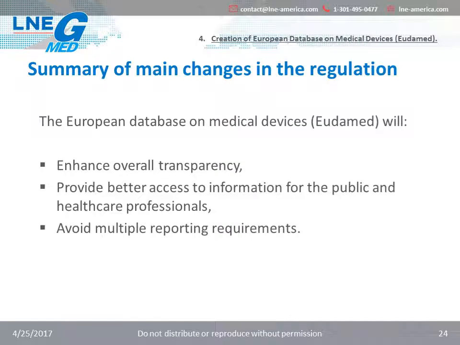So the European database on medical devices EUDAMED will enhance overall transparency, also provide better access to information for the public and healthcare professionals, and finally, to avoid multiple reporting requirements. The use of this European database, EUDAMED, will enhance coordination between member states and streamline and facilitate the flow of information between economic operators, notified bodies, or sponsors and member states, as well as between member states among themselves and with the Commission.